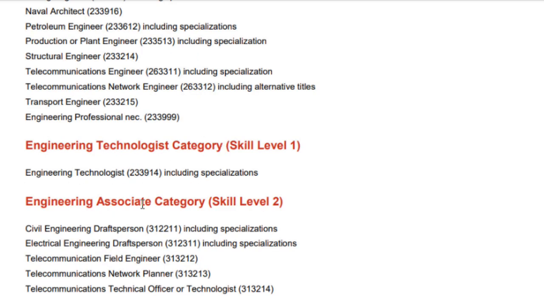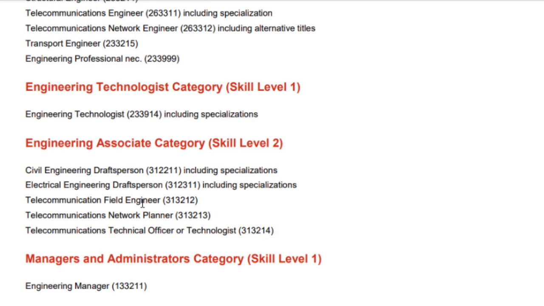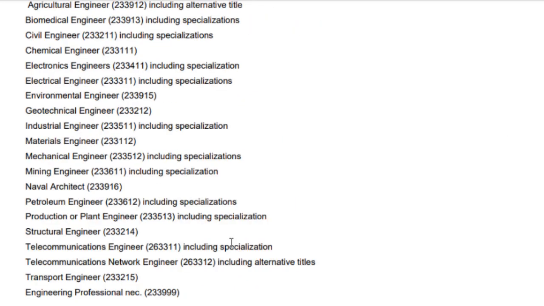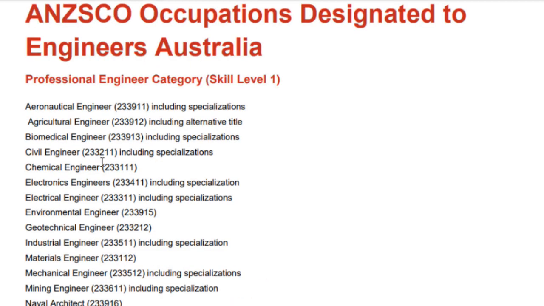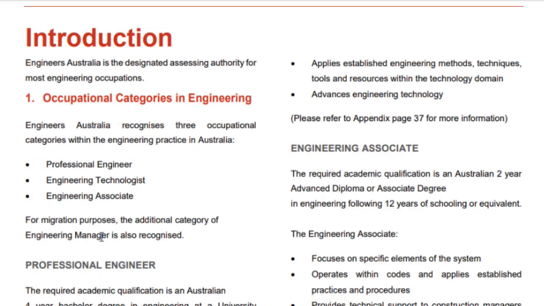In that category there is an engineering technologist and engineering associate category. In that there is a civil engineering draftsperson, electrical engineering draftsperson, telecommunication field engineer, telecommunication network planner, the technical officer, and engineering manager. If your occupation is any of these, then you need to do your skill assessment through Engineers Australia. So mainly there are three types of occupational categories in engineering: professional engineer, engineering technologist, and engineering associate.